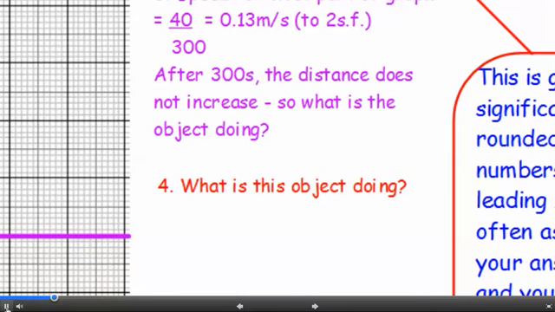What about line 4 then? Distance is increasing at an increasing rate. What's this object doing? It's a curved line. Well, this object's accelerating, isn't it? The distance is increasing at an increasing rate. That's acceleration.